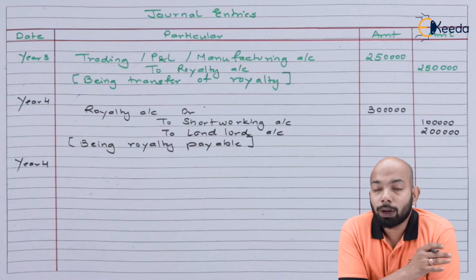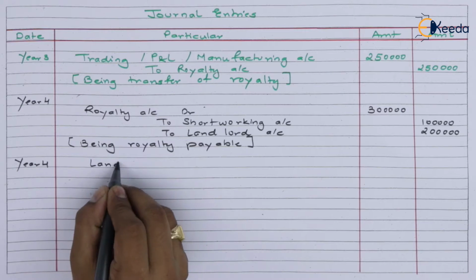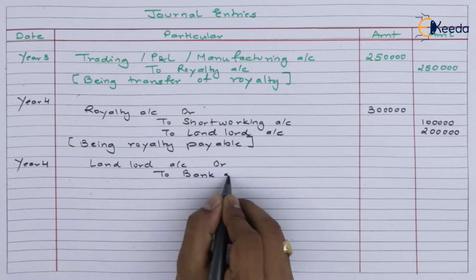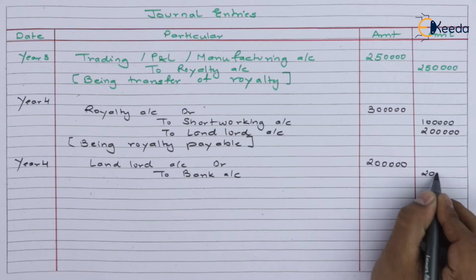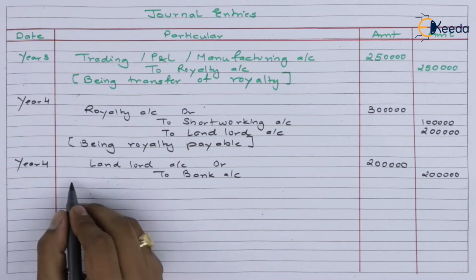Now the next one will be the payment to the landlord. So here the entry that has been passed is landlord account debit to bank account with an amount of 2 lakh, because that is the amount that has been transferred as a minimum rent due.